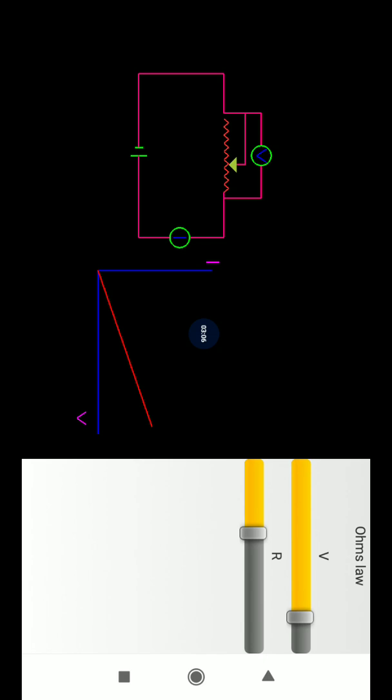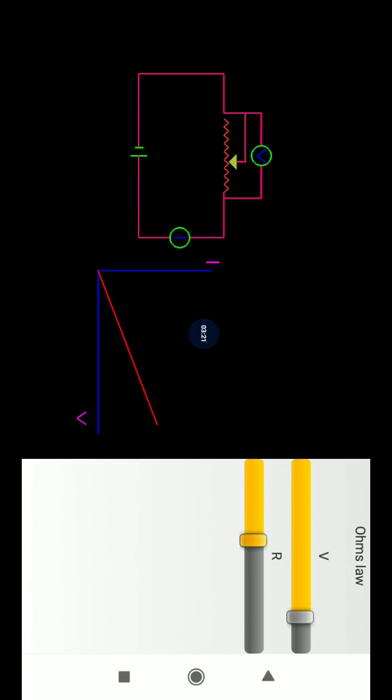So you can see a straight line graph. The graph is a straight line. V is proportional to I, or V is equal to IR. Now what is the effect of resistance? At this particular value the graph is as shown.